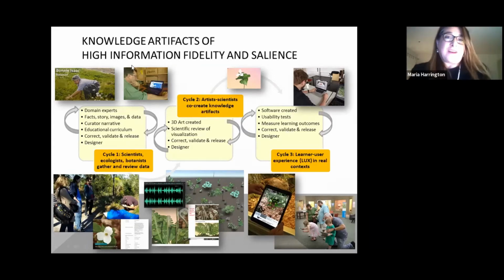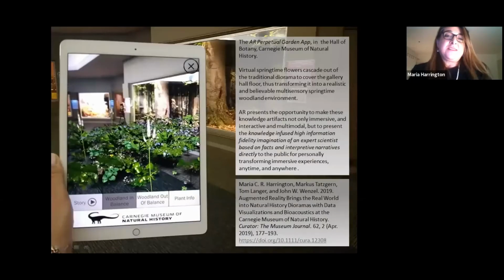These knowledge artifacts are the result of this process. This is a photograph of the AR Perpetual Garden in the Hall of Botany last summer. And what I love about this is the virtual springtime flowers cascade out of the traditional diorama, and they actually cover the entire gallery floor. So they transform it into this realistic and believable multi-sensory springtime woodland environment.